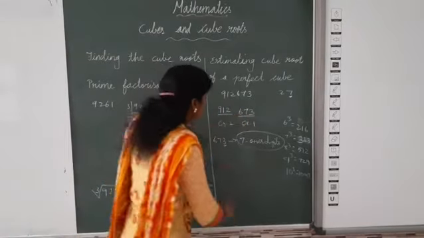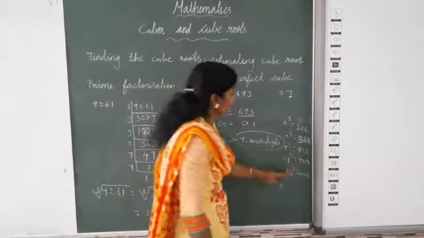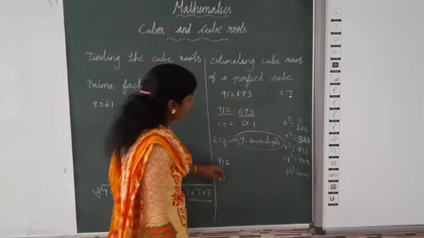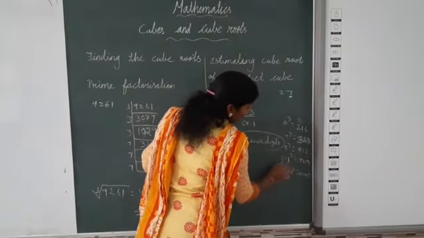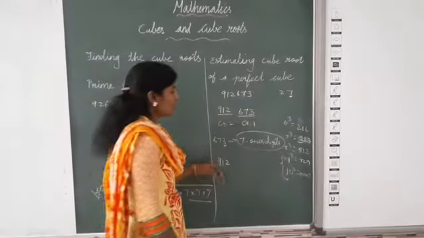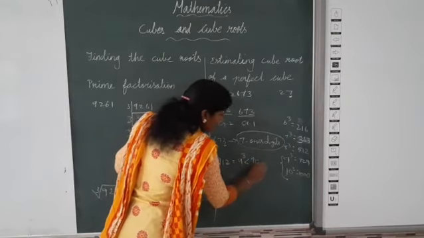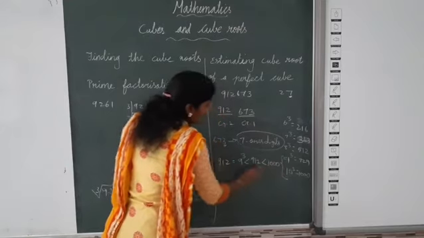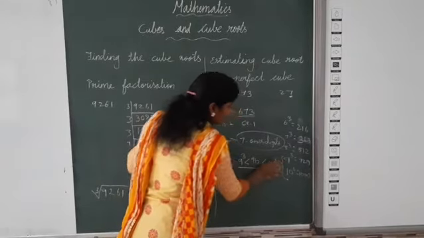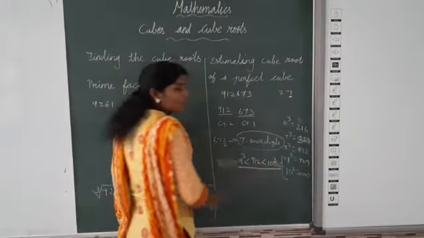Okay. Now here we take group 2, 912. Now listen, some cube numbers are there. And 912 is here. 912 lies between 9 cube and 10 cube. Isn't it? Here 1000, here 729. Between them we have 912. So we can write 9 cube is less than 912, which is less than 10 cube, 1000. Isn't it? 912 is in between 9 cube and 10 cube.